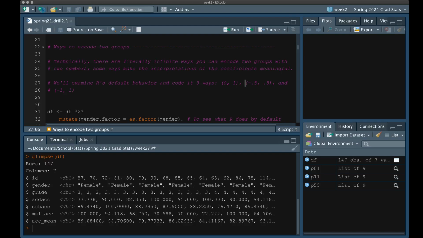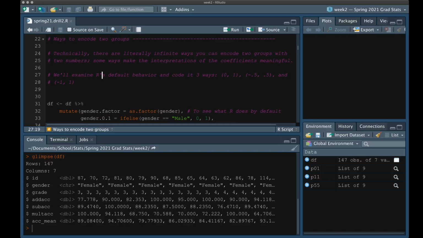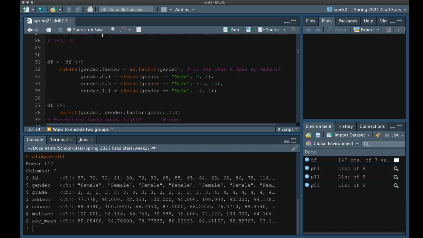There are different names. Don't get wrapped around any of these particular names because different people use different names for different things. But I've often heard the negative half, positive half referred to as a contrast code as opposed to a dummy code. And then the negative 1, positive 1, I've heard referred to as effects coding. And this whole drill is really about the differences in these three different approaches. But we're also going to take a quick peek at R's default behavior so that you know how to handle that. So the first thing that I want to do is we're going to create four new variables.